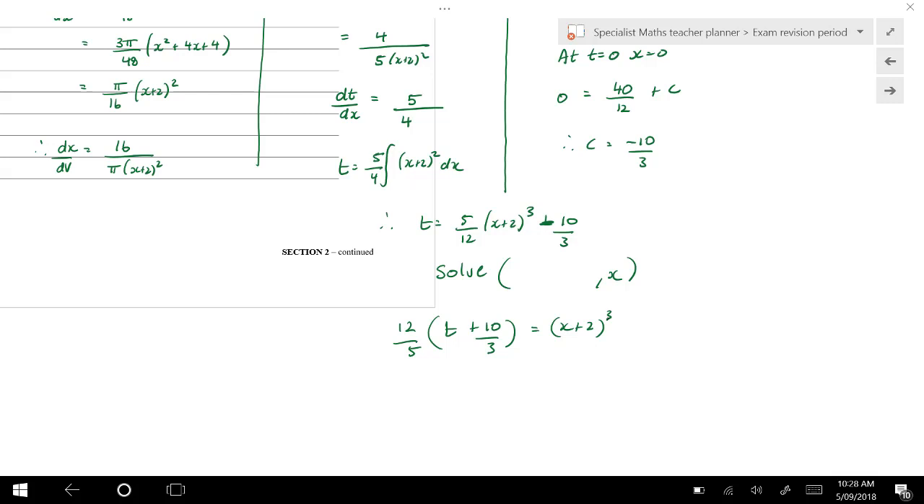We want the cube root of that, don't we? T plus 10 on 3 on 5, x plus 2. So therefore, what is it? X is equal to minus 2.